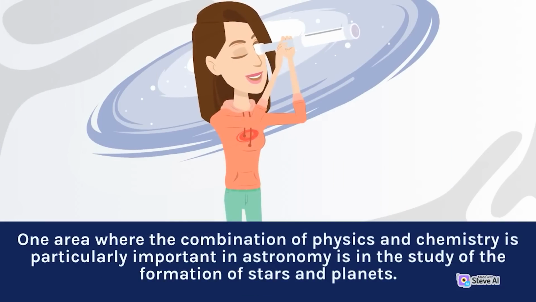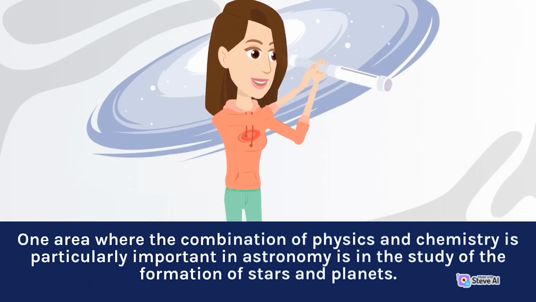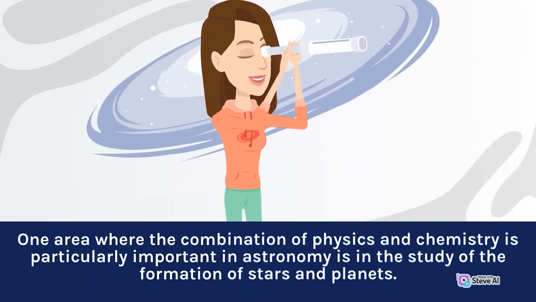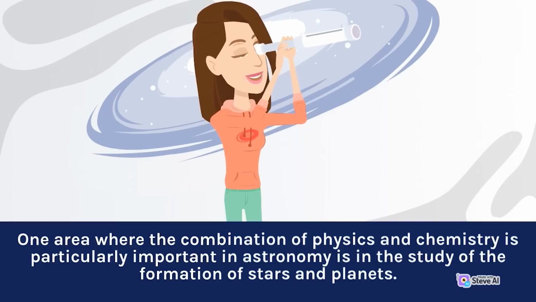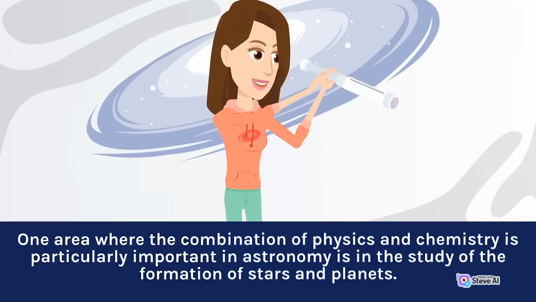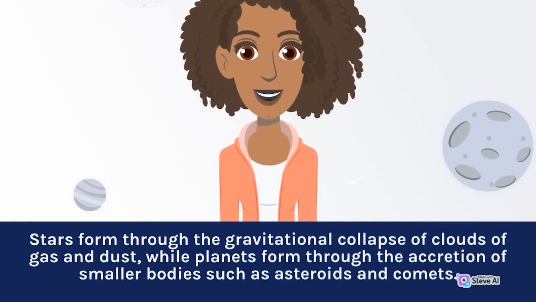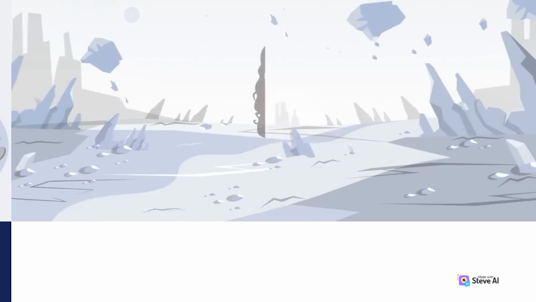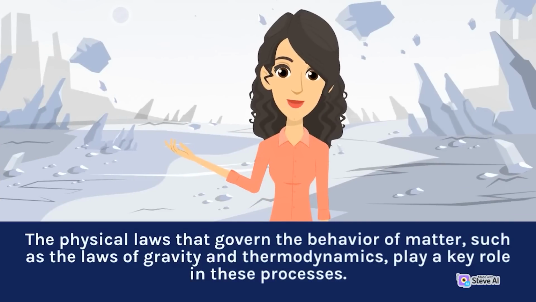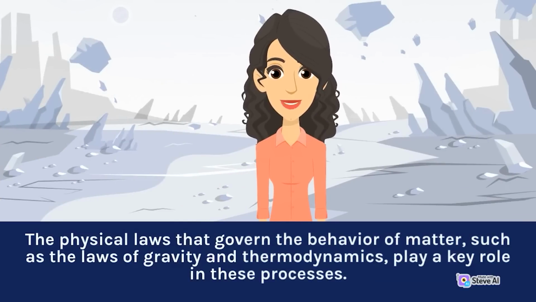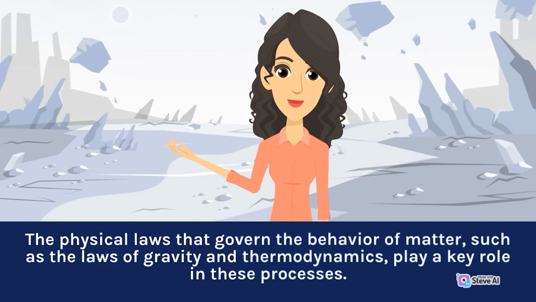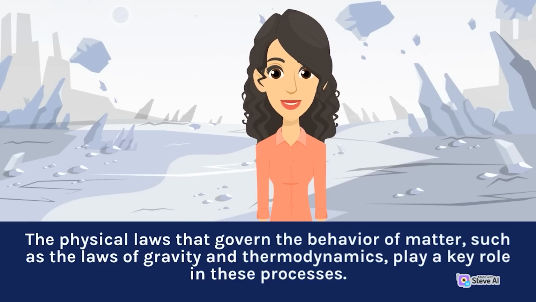One area where the combination of physics and chemistry is particularly important in astronomy is in the study of the formation of stars and planets. Stars form through the gravitational collapse of clouds of gas and dust, while planets form through the accretion of smaller bodies such as asteroids and comets. The physical laws that govern the behavior of matter, such as the laws of gravity and thermodynamics, play a key role in these processes.